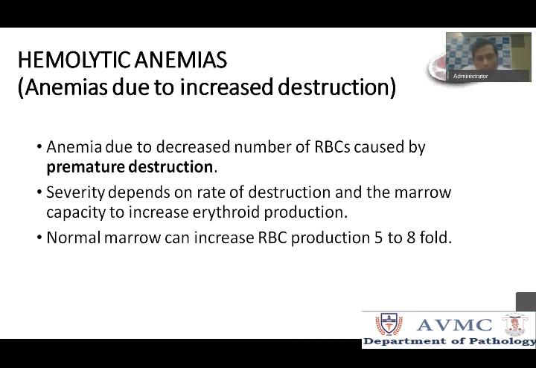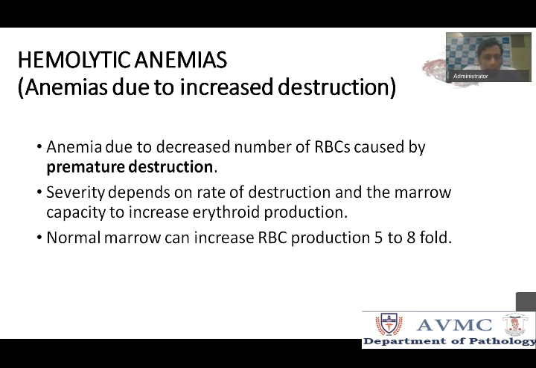In the first category, we saw decreased number of RBCs because of decreased production. Here, the decreased number of RBCs is caused by premature destruction. And it depends upon the severity of destruction. When there is severe destruction, the patient presents with severe anemia. When it is a mild destruction, the patient may present with a mild anemia.